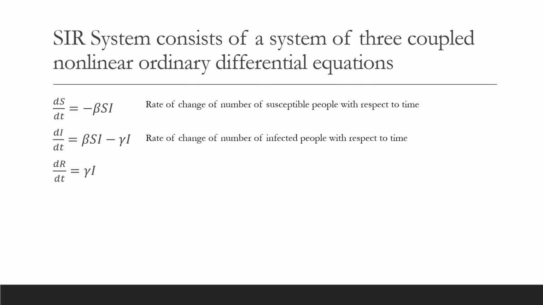dR/dt is equal to gamma I. It is the rate of change of the number of recovered people with respect to time. Now, the loss of infected people is the gain of recovered people. Hence, the negative gamma I is shown as positive.